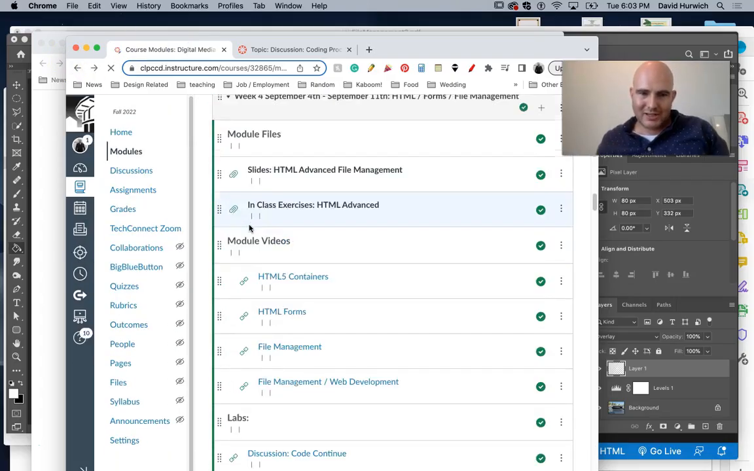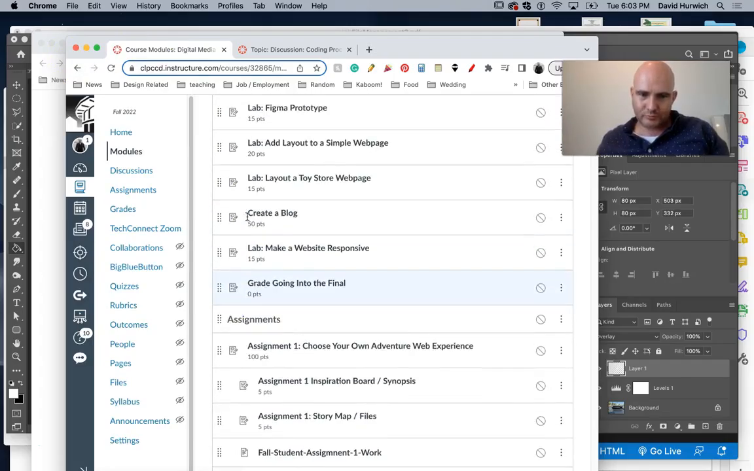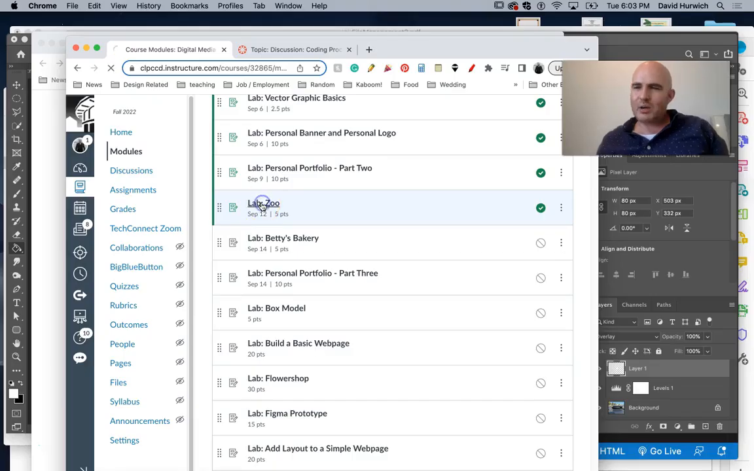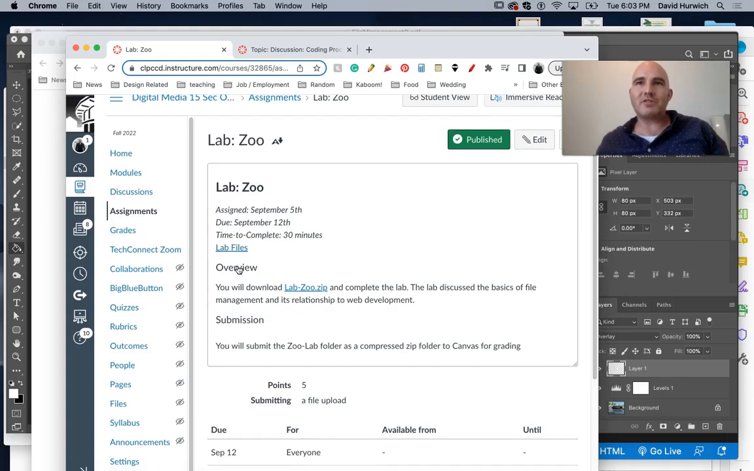Your homework is I'm giving you a lab called Zoo. This is essentially practice of file management. Okay, so the idea is you'll download and follow the instructions. The lab is going to have you adding photos to web pages, and it's going to be sort of similar to what we did in the second half of today's module, about file management, where files are in reference to each other, that sort of thing.